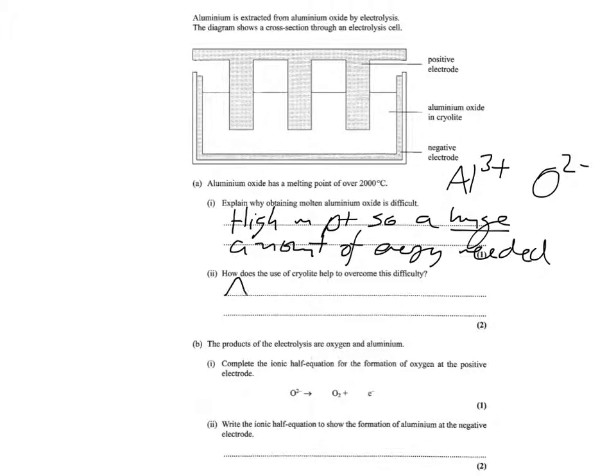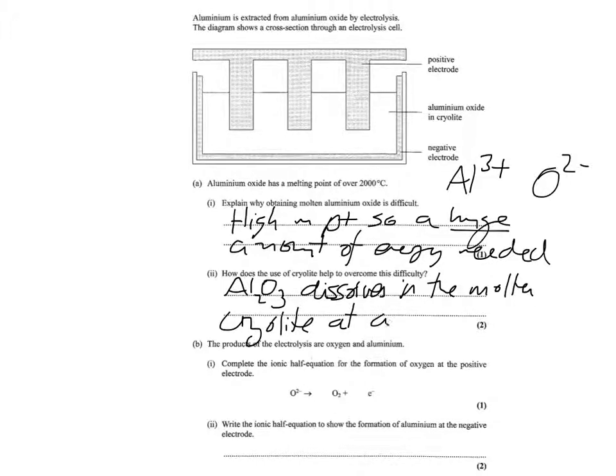So aluminium oxide dissolves in the molten cryolite, and it dissolves in the molten cryolite at a lower temperature than the aluminium oxide melts. And of course we need the aluminium oxide to be liquid because we need the ions, the Al3+ and the O2- ions, to move.